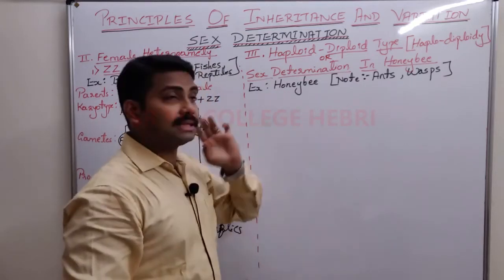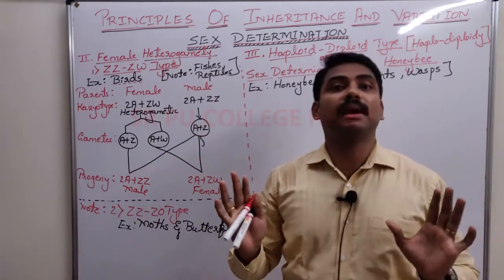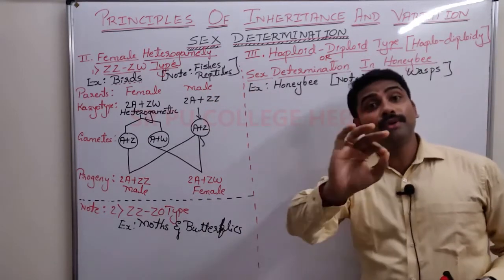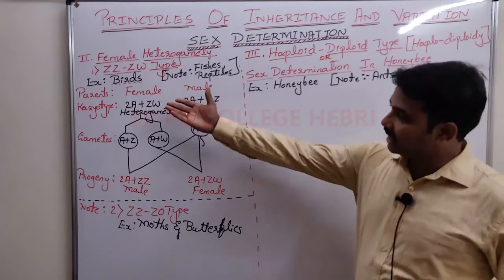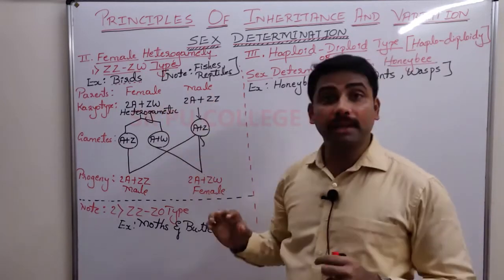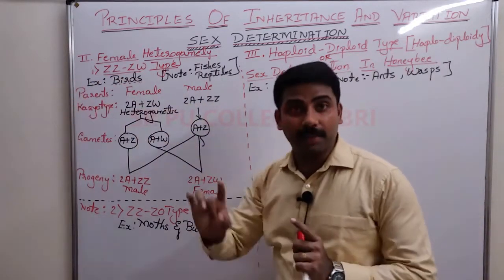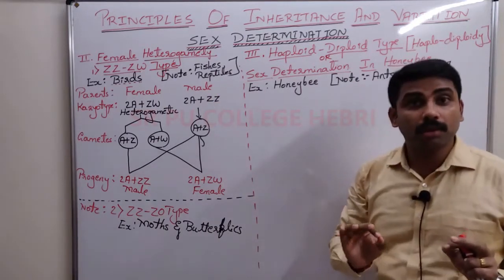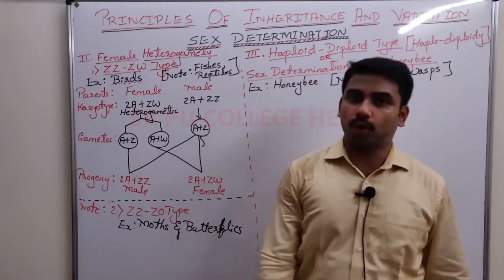Remember, in this case, it is not the type of sex chromosome that will determine the sex of the progeny. In the previous two cases, whichever sex chromosome is there, whether it is X, Y, Z, W, the type of sex chromosome will determine the sex of the progeny. But in this case, it is not the sex chromosome which is deciding the sex of the progeny. Instead, it is the set of chromosomes.